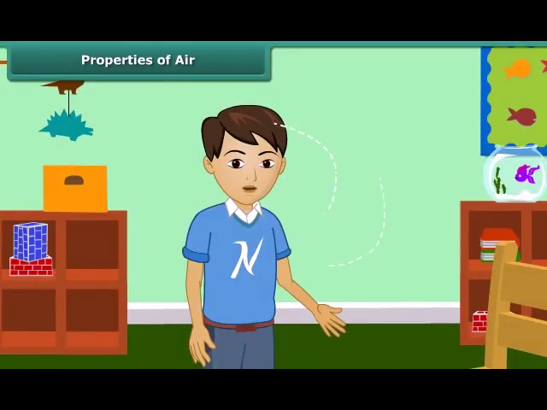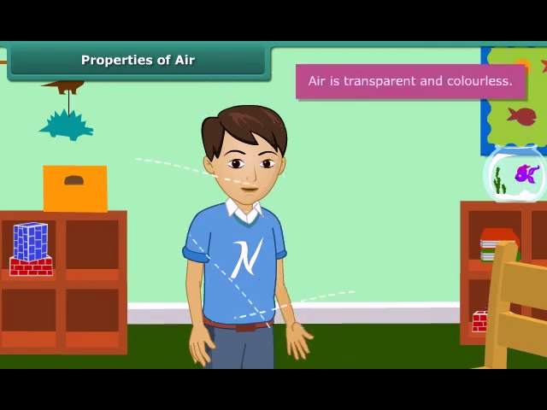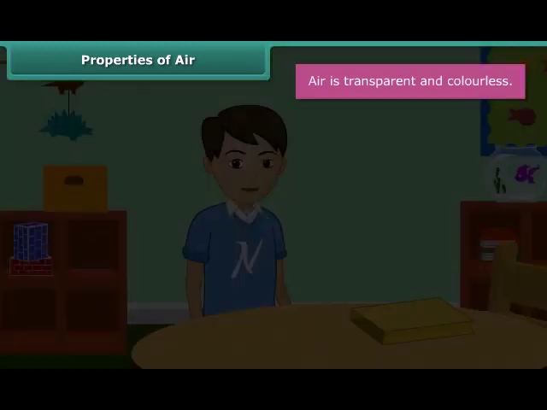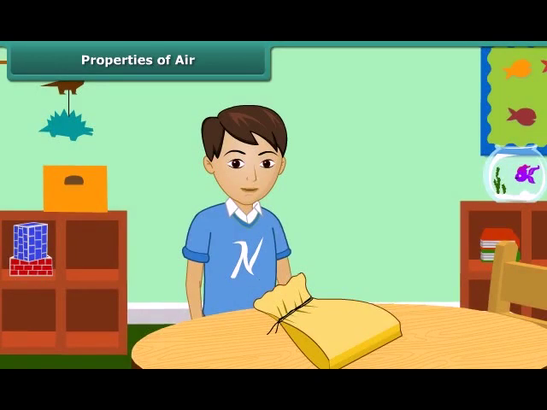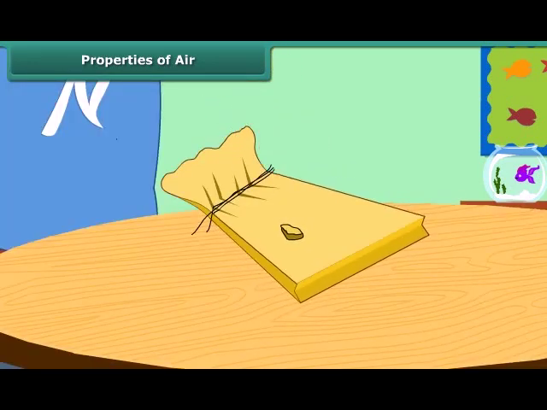We all know that there is air around us. Look around. Can you see the air? No. That is because air is transparent and colorless. Take a paper bag. Blow air into it and seal its mouth. Does the bag appear bloated? Now make a hole in the bag. What happens? The bag shrinks in size and finally becomes flat. This is because the air that was inside the bag has escaped through the hole. This activity shows that air occupies space.